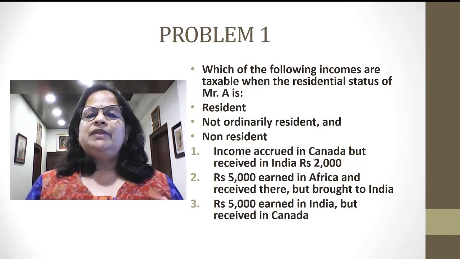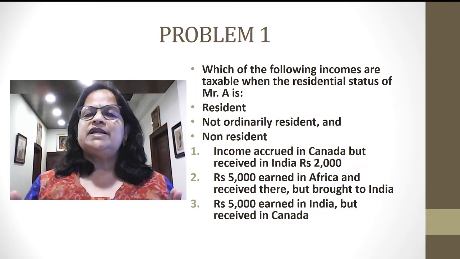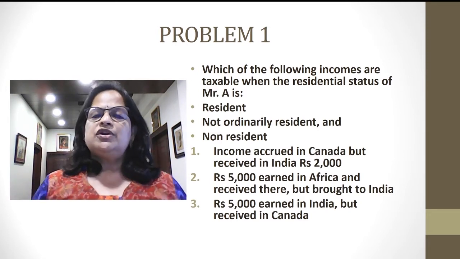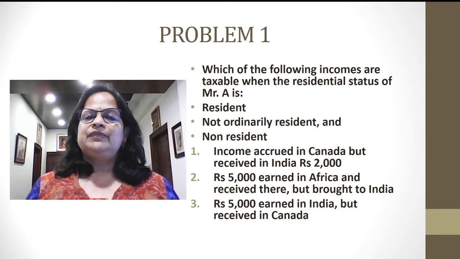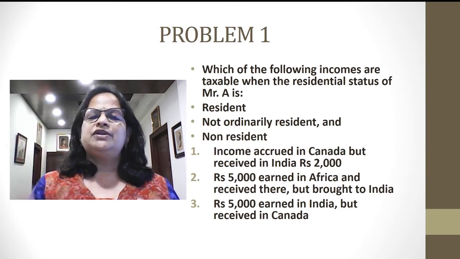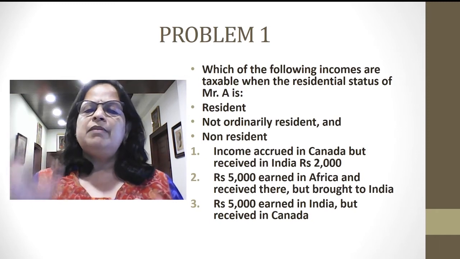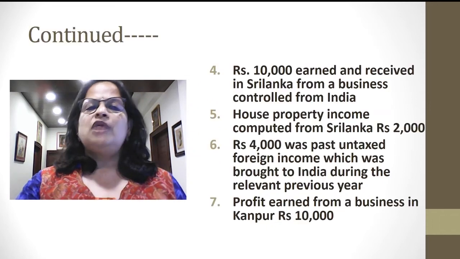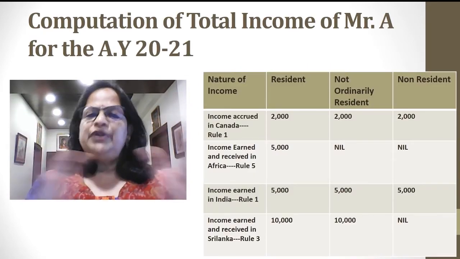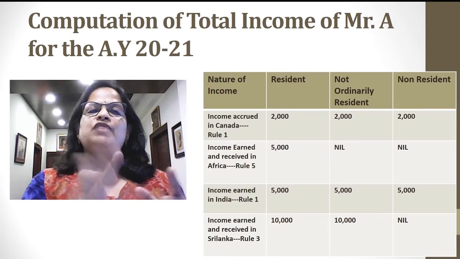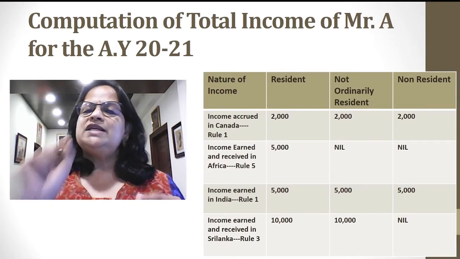So the problem: which of the following incomes are taxable when the residential status of Mr. A is resident, not ordinarily resident and non-resident? So these are the 3 options, whether he is resident, not ordinarily resident or non-resident. First one is income accrued in Canada but received in India, it's 2000. So how will we see that? We have to see this computation when we are doing computation of total income of Mr. A for the assessment year 2021. The title is very, very important.